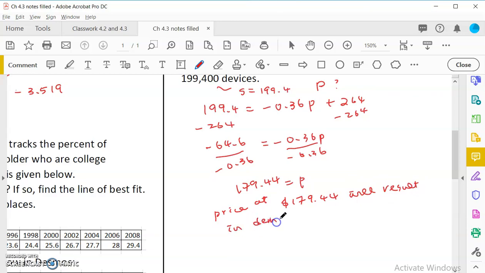demand of 199.4 thousand. You need to pay attention that this equation is quoted in thousands. So if you actually have the whole number, you have to change it into thousands. That is 199.4. Okay, so that's the end of this example. That's the end of actually 4.3.